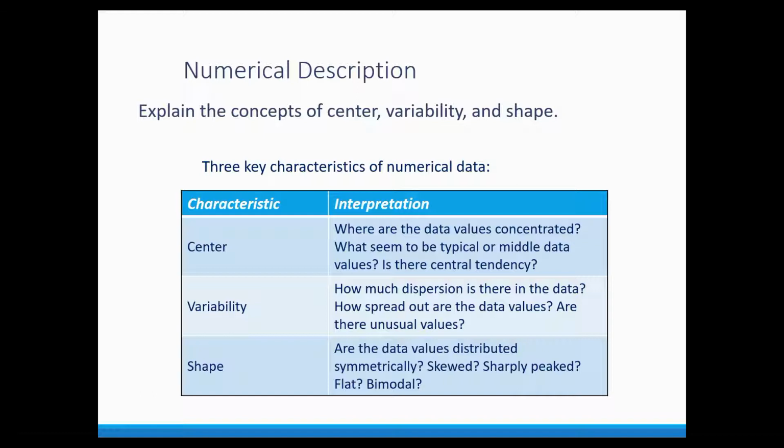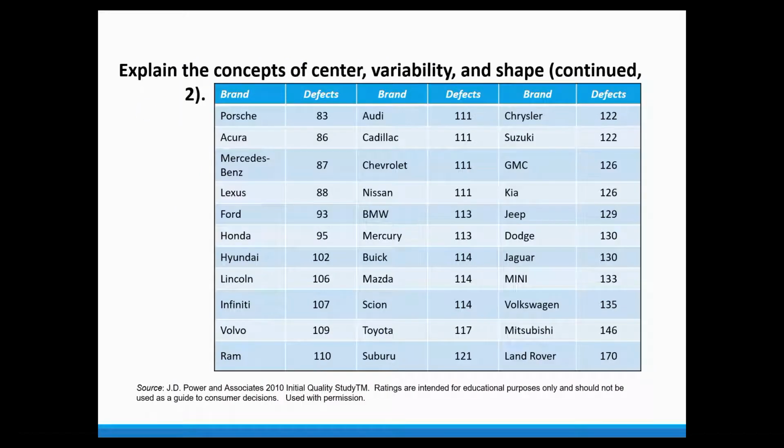Are they around the mean? Are they far away from the mean? Are they concentrated at the left of the mean, or at the right of the mean? So let's start to explain the measures of center, variability and shape.